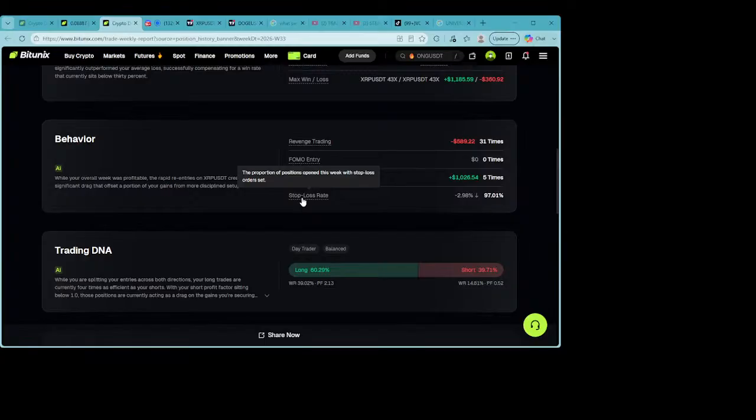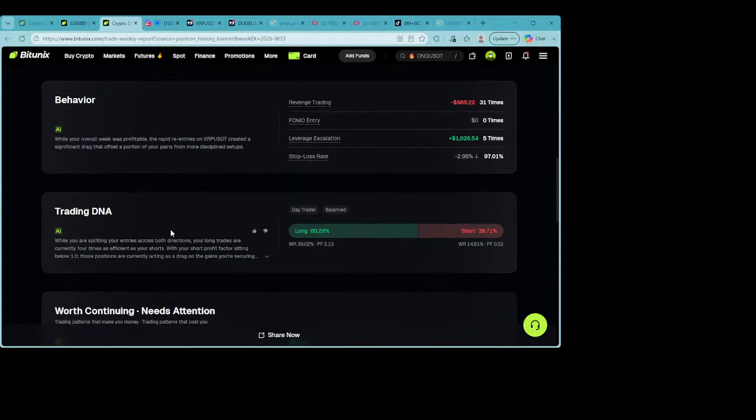Stop loss rate is the proportion of positions opened this week with stop loss orders set. 97 of my trades I opened all had stop losses set. Now, I did pay for that one $300 loss because I didn't get my stop loss set in time. So it does happen to the best of us.